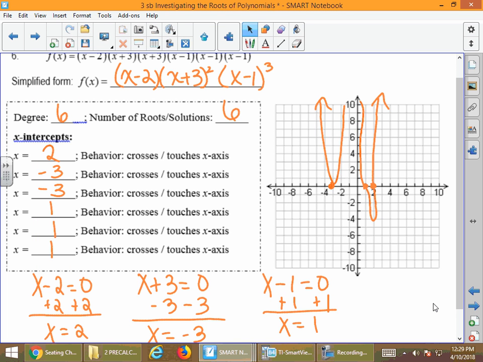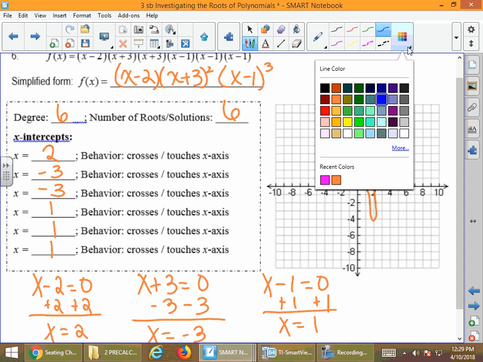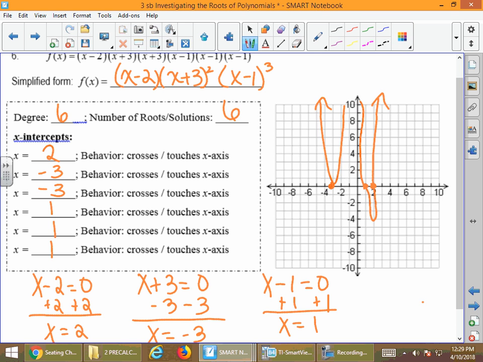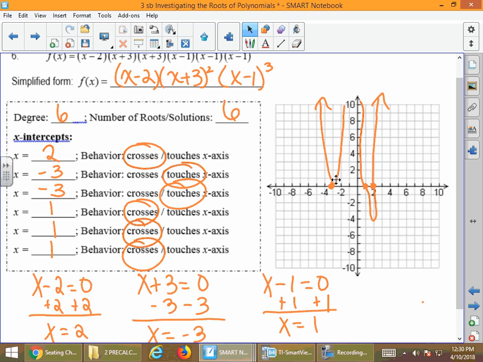So there is our picture as we answer the questions, and we probably could have beforehand what happens at our various intercepts. And at x equals 2, we cross. At x equals -3, we touch. At x equals 1, we again cross. So let's see if we can put this into our final statements here.